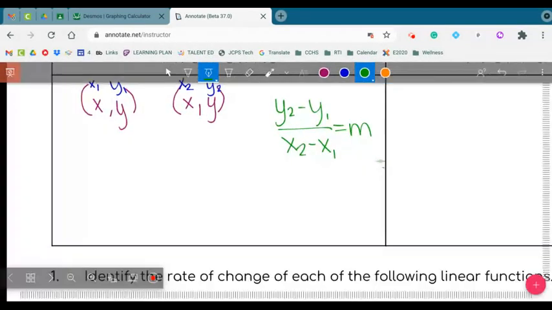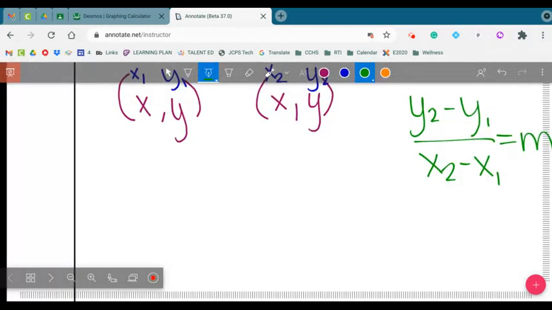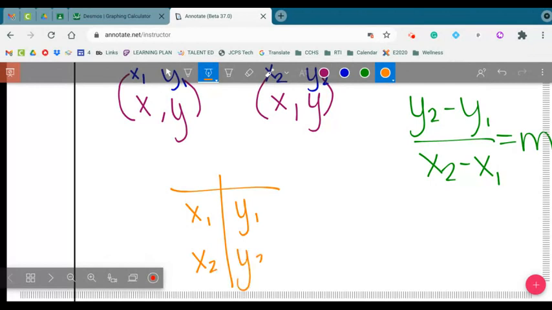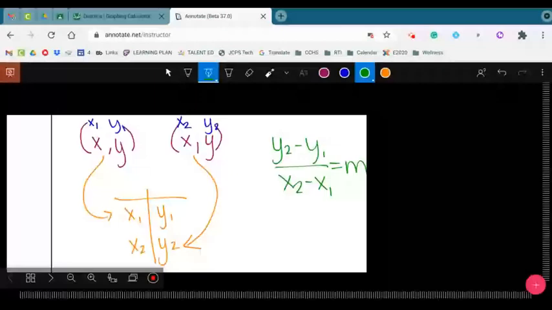Another way you could do this is you could take your 2 sets of points and put them in a table. So this ordered pair can go first and then this ordered pair can go second, and you can find the difference. So there's either way you can do it. You can find it from the equation, or you can put the points into a table.